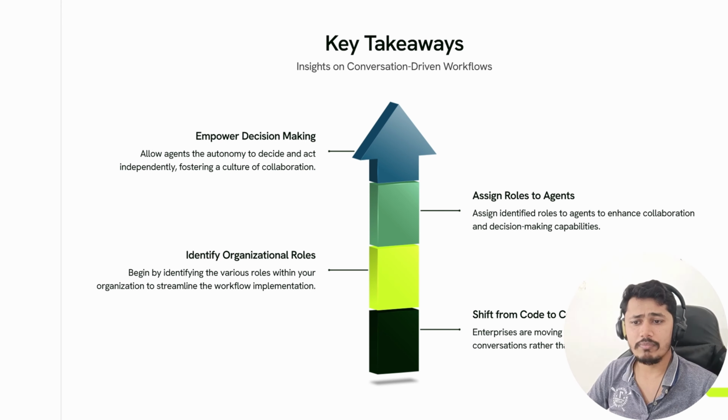Then they can shift from code to conversation. Obviously, enterprises are moving towards workflows driven by conversation rather than traditional coding practices. Coding practices are nowadays not that important, because your AI agents can write code for you. You need human intervention in order to manage and create those workflows and see whether the end-to-end process is working or not. That's how agentic AI frameworks are very useful to integrate into your enterprise systems.